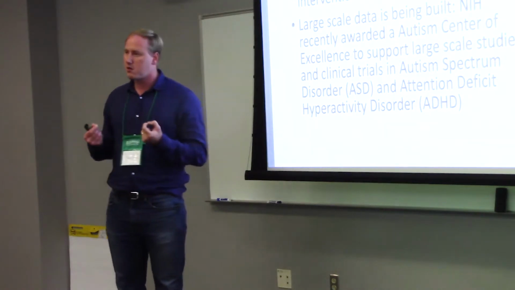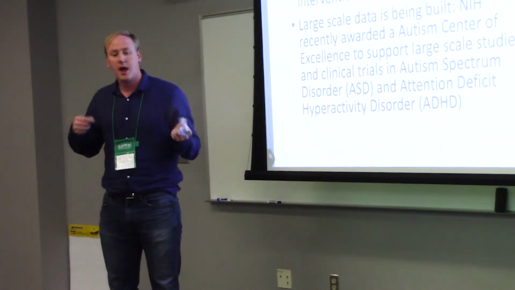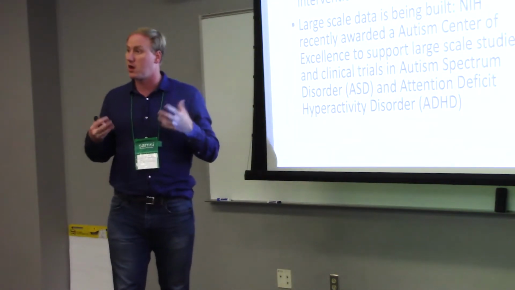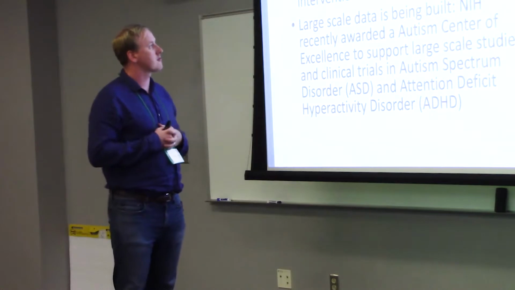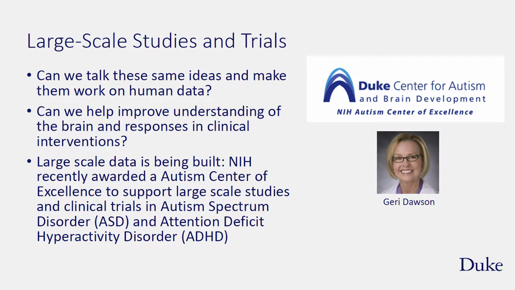And it's now standard practice that while you do a lot of these things, you're actually putting EEG on in a number of the experiments in order to measure their neural activity while you do all these different things. And so there's this question of, well, can we actually take those same ideas I talked about and make them work in human data? And can we improve our understanding of the brain and its responses in clinical trials?